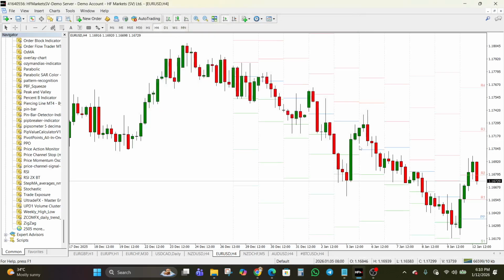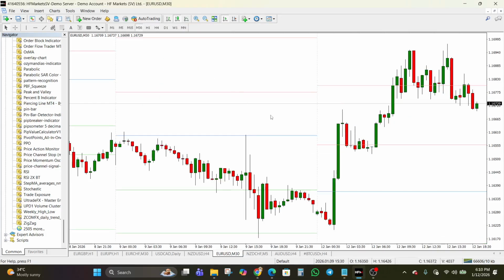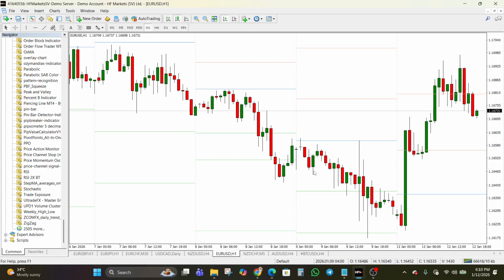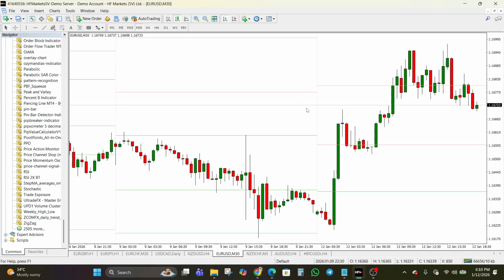All right. Now, this indicator, as you can see, helps to pinpoint important price levels on your chart based on classic trader tested pivot calculations. If you are a trader that values pivot points, then this indicator might be a valuable addition to your trading toolkit.